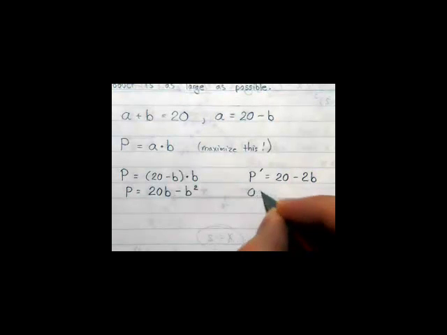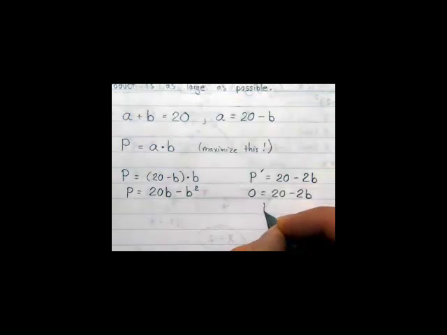And if I'm going to maximize, what do I want to do with my derivative? Where would maximums occur? What would be the value of the derivative? It has to be 0, right? So 0 equals 20 minus 2b to try and maximize this thing. And I bet you can probably do that in your head, but what's the value of b? 10.